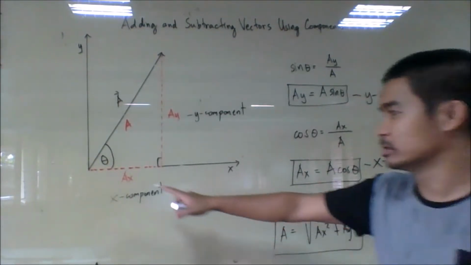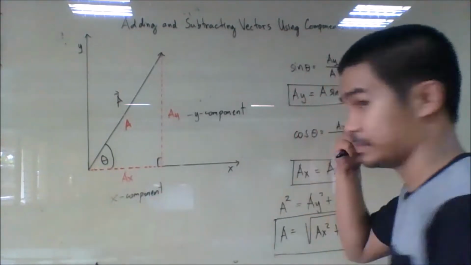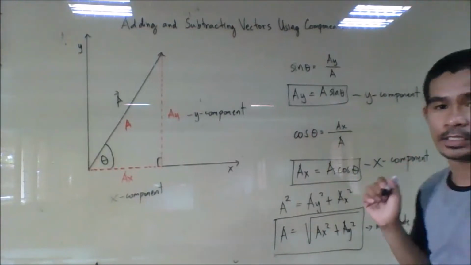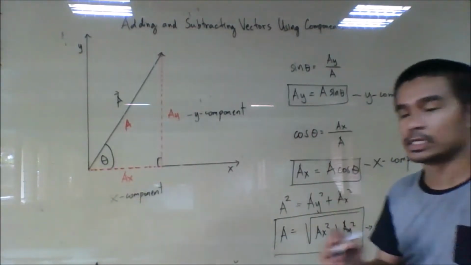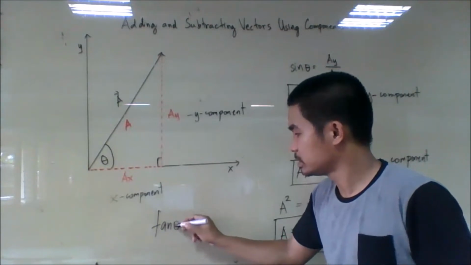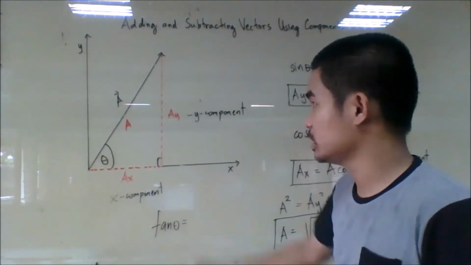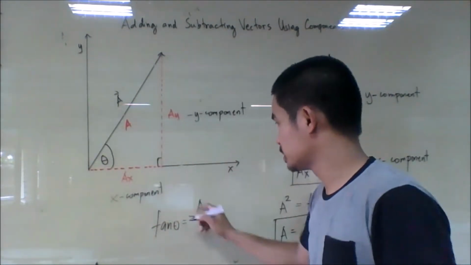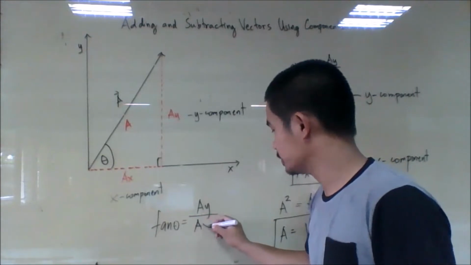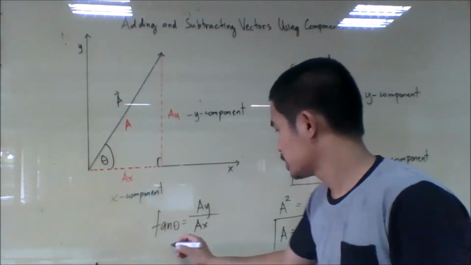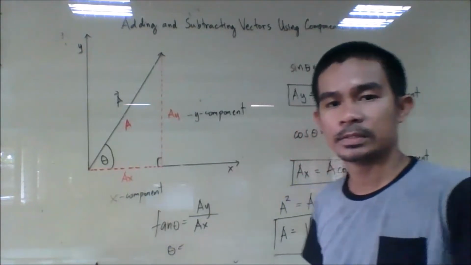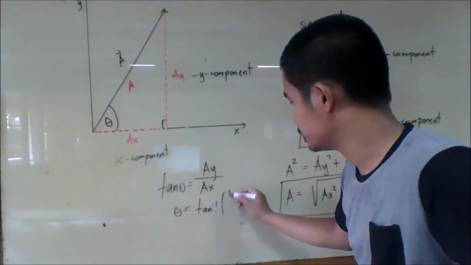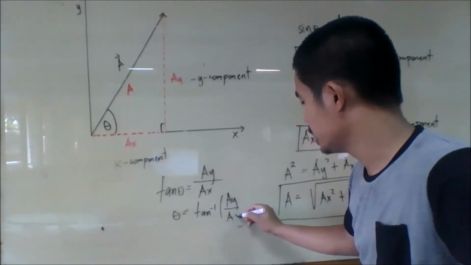How about this angle, theta? If you get the tangent of that angle theta, the tangent of an angle is equivalent to the opposite side over the adjacent side, Ax, or theta is the inverse tangent of Ay over the x component.